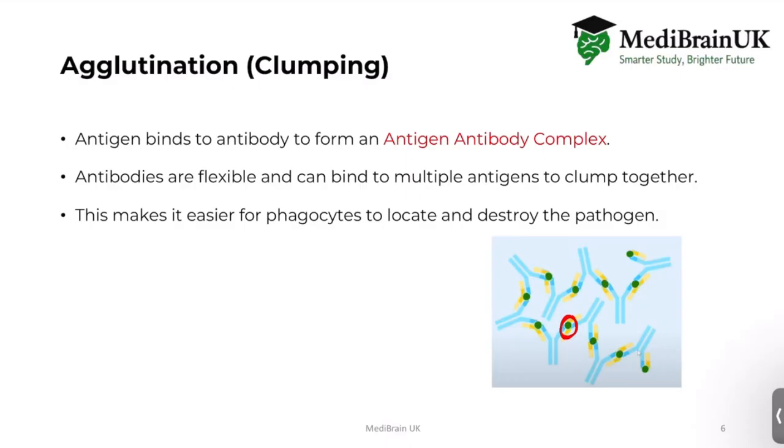So we know the antigens are going to bind to your antibody, and they're going to form your antigen antibody complex. The antibodies are flexible, they're going to bind to multiple antigens. So you have more antibodies than you have virus particles or antigens. And that means that it's easier for the phagocytes to come in and detect the pathogen, and they can engulf it, and they can destroy it as well. Okay, so that's what's actually happening.